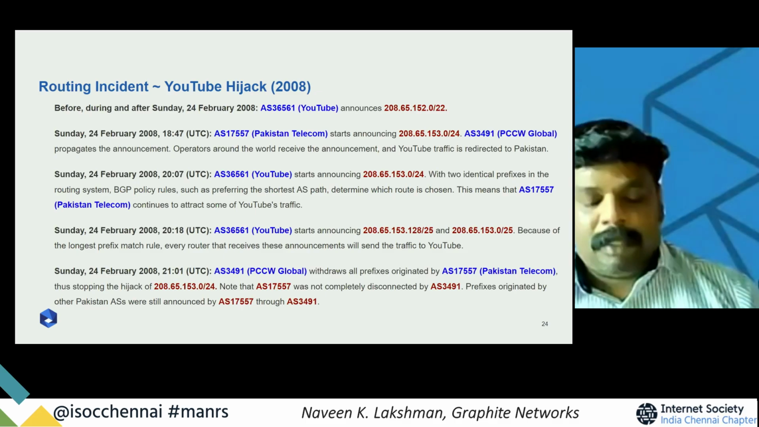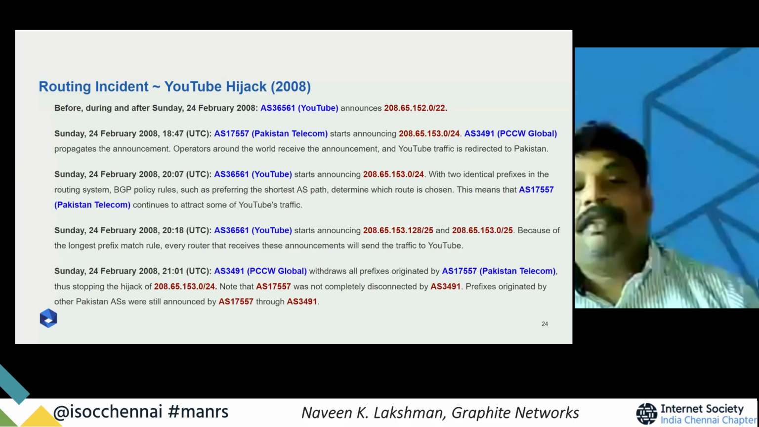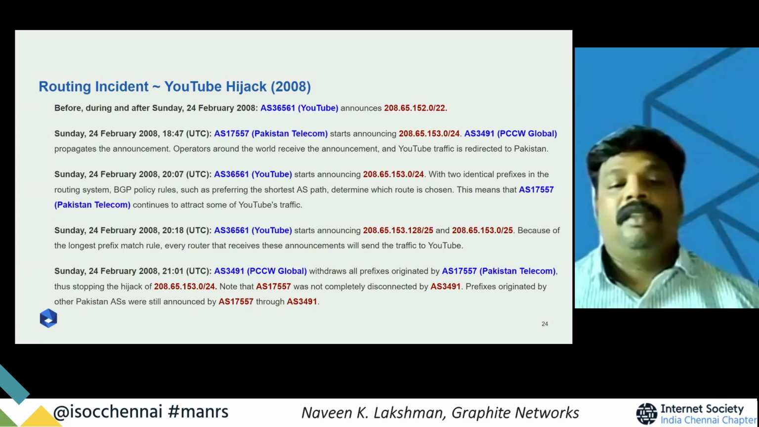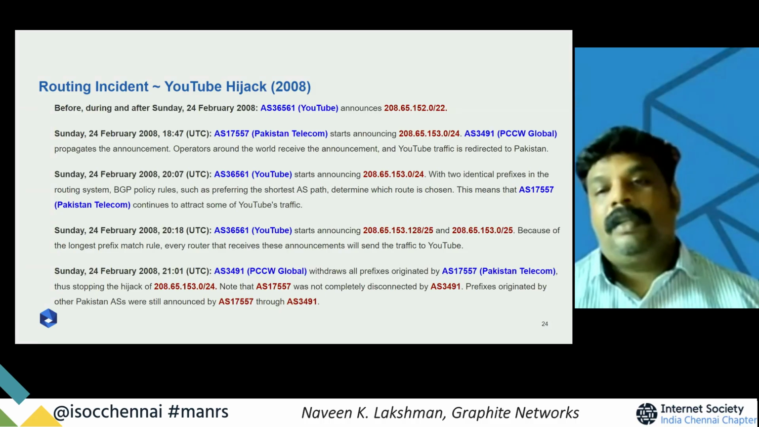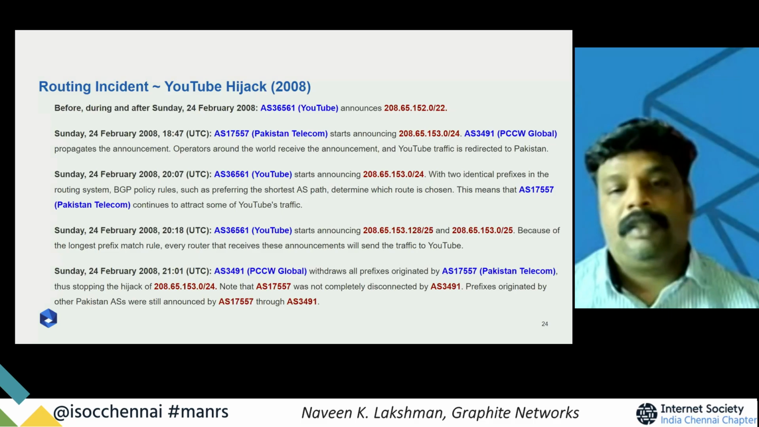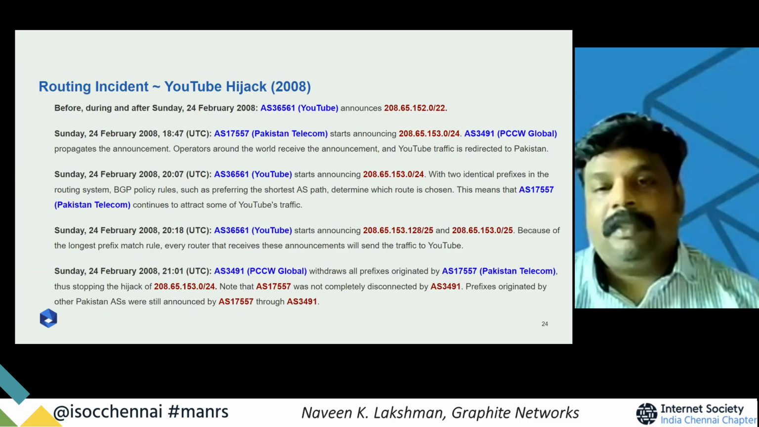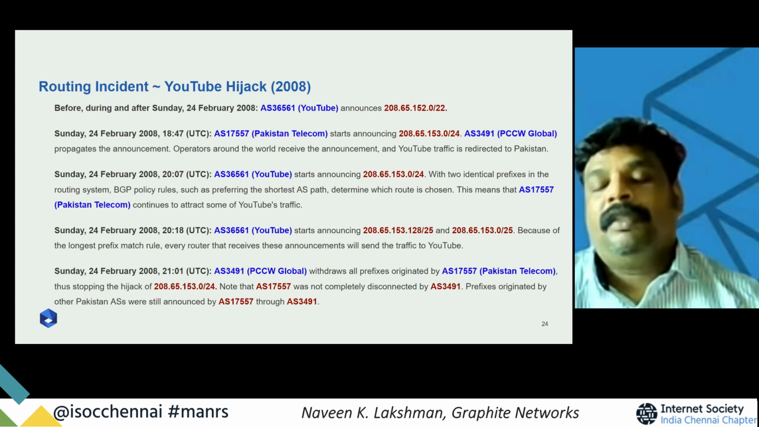Meanwhile, what happened is YouTube started advertising more specifics, that is /25s into the global routing system, two /25s. Now again, by default, BGP does two things. One is, if you have a longest prefix match, it would take that into consideration and route traffic to that particular destination. Or if you have prefixes with the same length, then the shortest AS path would be the best option.